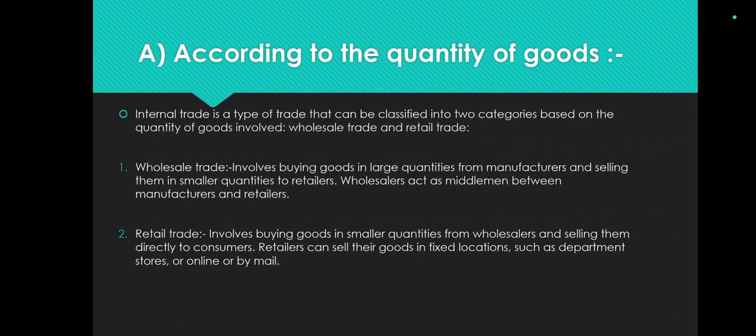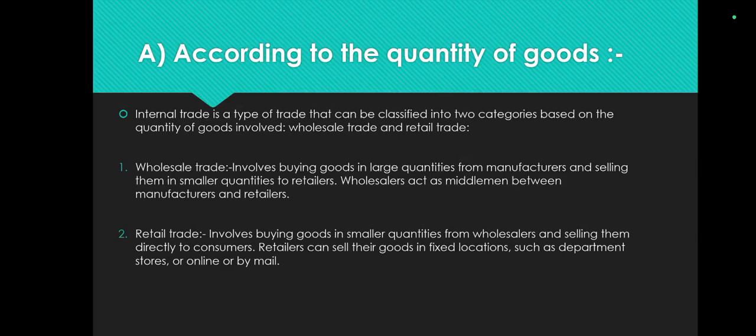First is trade according to the quantity of goods. Internal trade is a type of trade that can be classified into two categories based on the quantity of goods involved: wholesale trade and retail trade. Depending on the quantity of goods, there are two types of trade: wholesale and retail trade. Wholesale trade. Wholesale trade involves buying goods in large quantities from manufacturers and selling them in smaller quantities to retailers. Wholesalers act as middlemen between manufacturers and retailers.